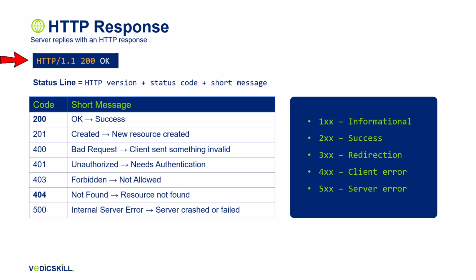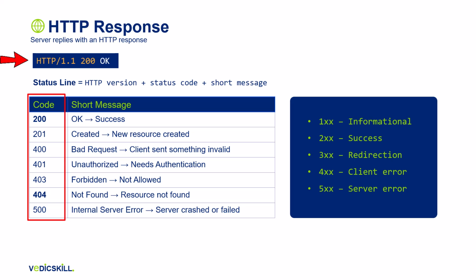Here we see HTTP 1.1, which means the version of HTTP. It tells us which version the HTTP server is using for this message. And the status code here is 200. The meaning of 200 is success. Generally, the status code is denoted by three digits.